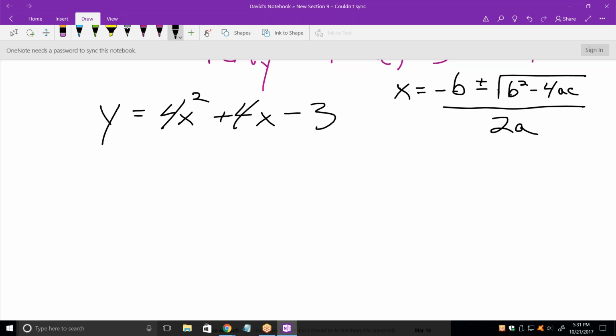Now, why do you need this? Because most of the time you can't factor these. If I try to factor that, it's not going to factor.